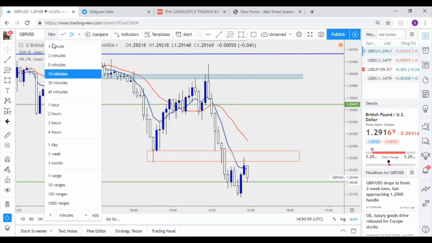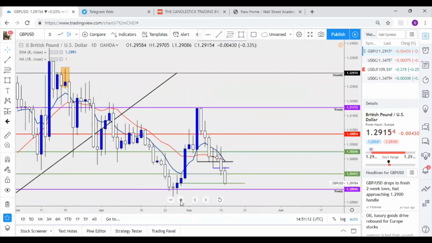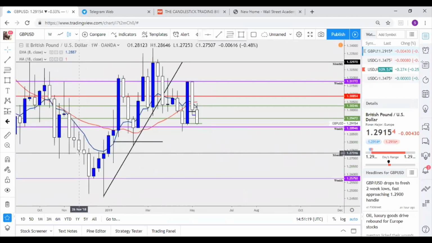So the pair that I've been watching over the past 2 days this week is GBP USD. I'm going to give you my breakdown, my analysis of how I've taken entries on this pair. First off, at the beginning of the week, I always start off on my weekly time frame.